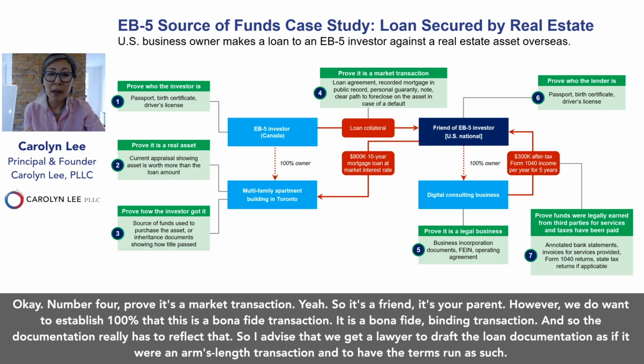Number 4, prove it's a market transaction. So, it's a friend, it's your parent. However, we do want to establish 100% that this is a bona fide binding transaction, and so the documentation really has to reflect that. So I advise that we get a lawyer to draft the loan documentation as if it were an arm's length transaction, and to have the terms run as such.